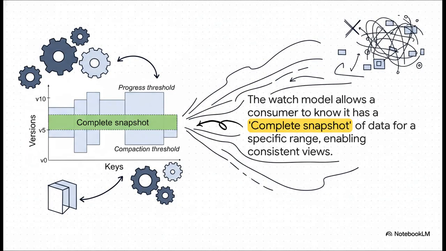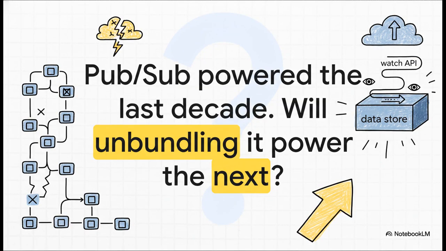And this, right here, is the superpower of the watch model. Because a consumer is watching the real source of data and getting these progress updates, it can build what's called a knowledge region. It knows for a fact that it has a complete and consistent snapshot of the data for a specific range up to a specific version. This allows it to serve consistent reads and make decisions with confidence, something that's just incredibly difficult with the old pub sub model. So what's the big takeaway from all this?